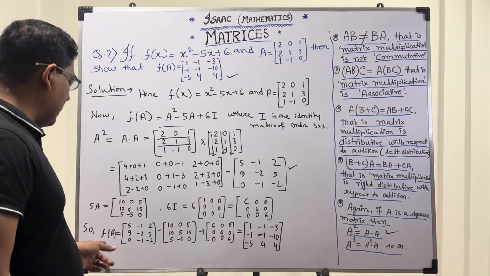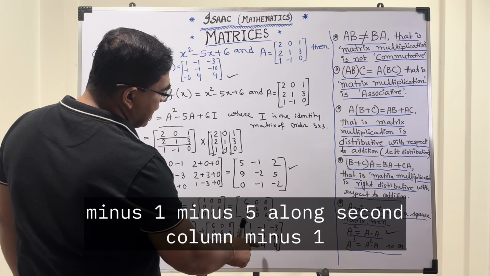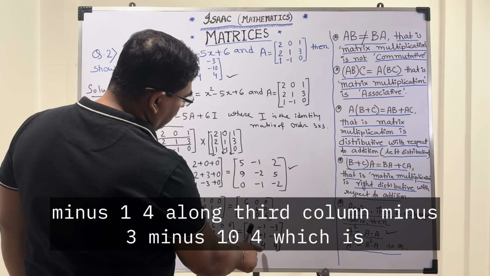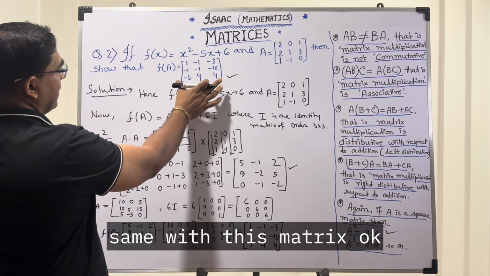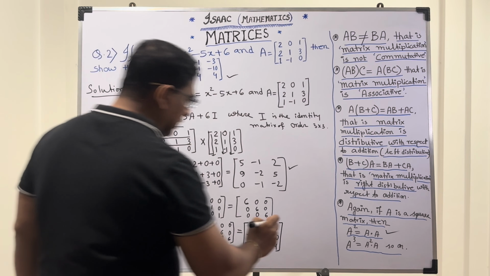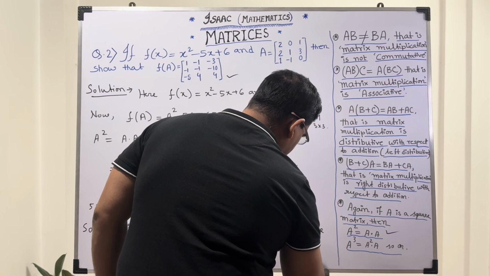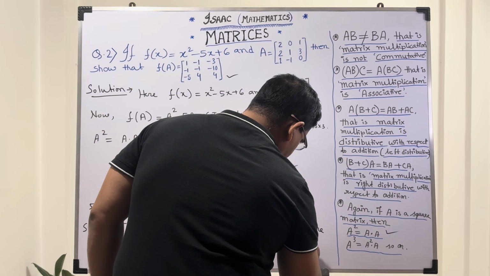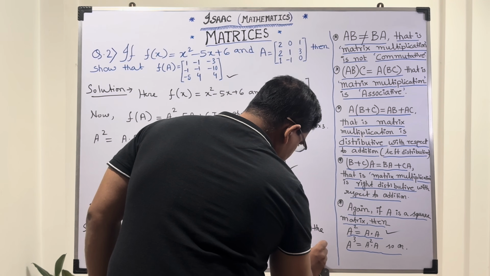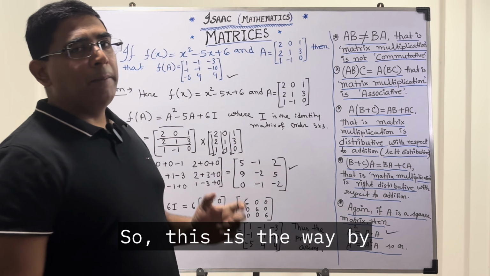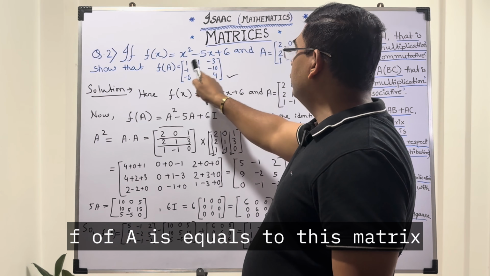So, f of A is equal to, along first column 1, minus 1, minus 5, along second column minus 1, minus 1, 4, along third column minus 3, minus 10, 4, which is the same as this matrix. Thus the proof arises. So this is the way by which we can prove f of A is equal to this matrix.